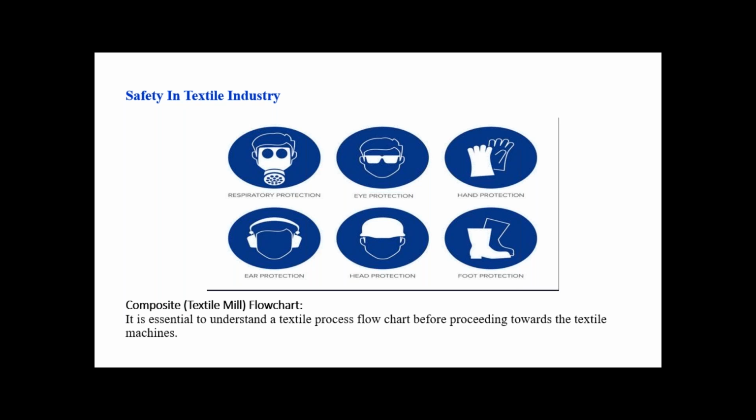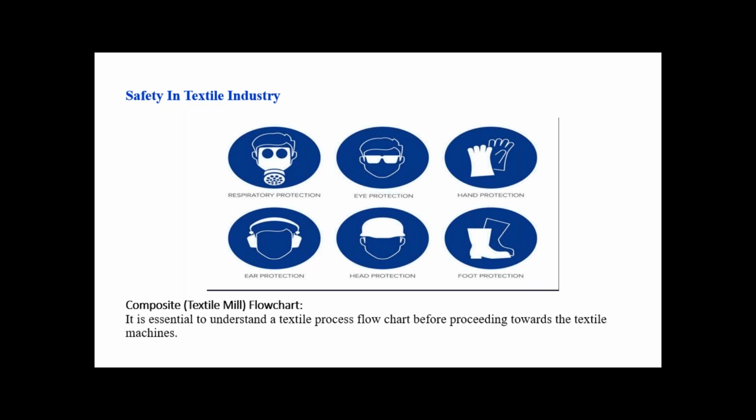But before discussing the hazards present in this specific industry, we must know the process of the industry, right? For example, this is safety in the textile industry. But simultaneously, you must know about the operations and the parameters involved in the textile industry. Then only can you identify the different types of hazards present, and then we can discuss the safety measures in the textile industry, right?